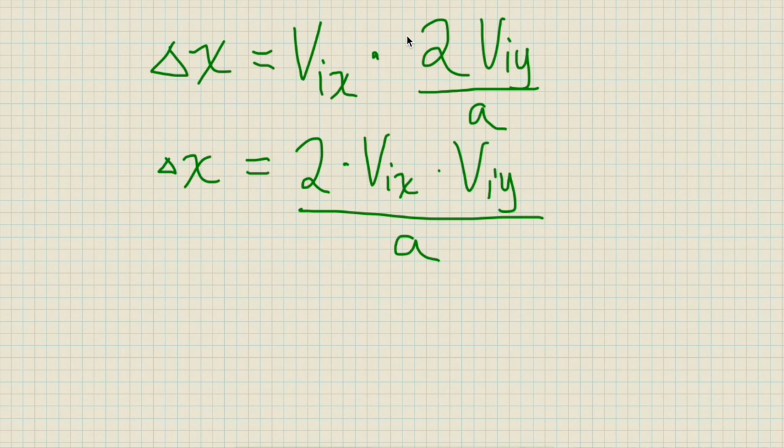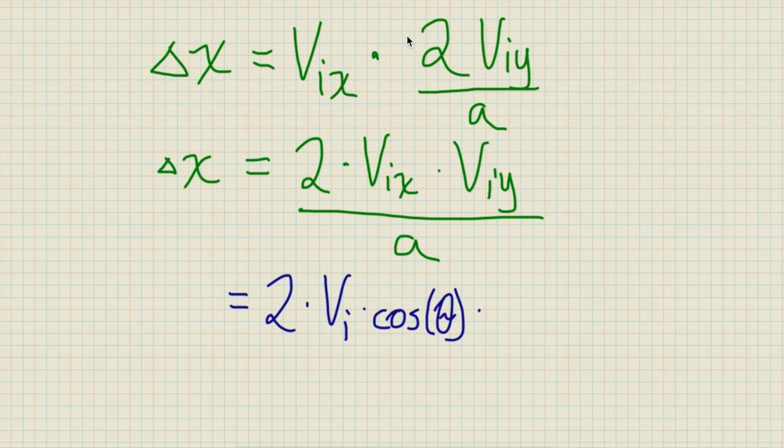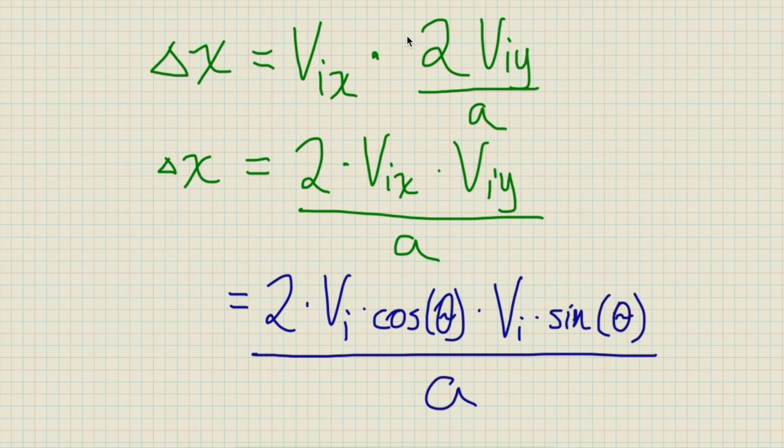So we'll say, instead of Vix, it's 2 times, well, the hypotenuse was Vi, and then since the x was the adjacent side, we used the cosine function, cosine theta. And then to find VIY, again it was the hypotenuse, Vi, times the opposite side that we needed. So that was sine of theta. All that still divided by a. Great, this isn't much better. We've still got a ways to go. We don't have it in terms of Vix and VIY anymore. We have it in terms of things that we knew at the outset, the Vi and the angle.